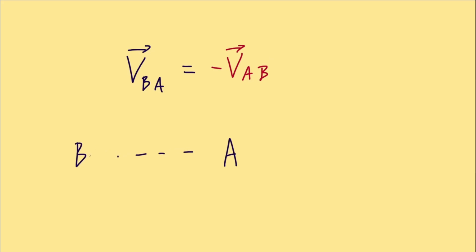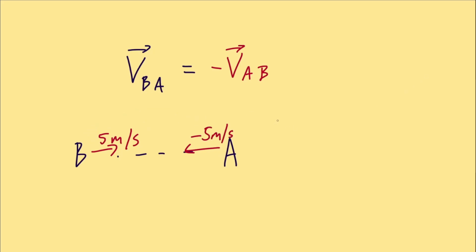Now before we move on to proper examples, there's something that's often useful to remember. And I'm going to write it in equation form first. The velocity of B relative to A is equal to the negative velocity of A relative to B. What does that mean? If A sees B moving at 5 meters per second toward A, and A was moving 5 meters per second toward B, then A would see B moving at 5 meters per second, but B would see A moving at negative 5 meters per second.